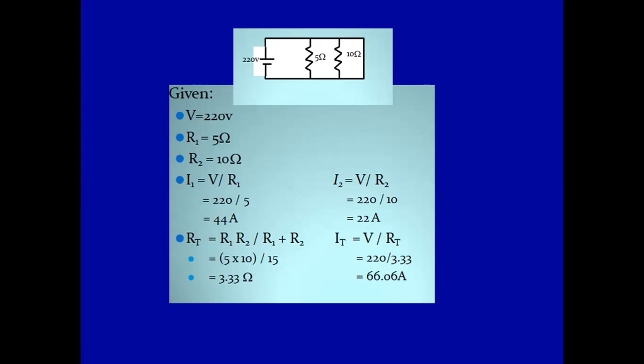If we're going to further simplify that mathematically, this gives us this formula as RT is equal to R1 multiplied with R2 all over the summation of two resistors, as 5 times 10 all over 15, or 3 and 1/3 ohms. For the total current now, IT is equal to V all over RT, or 220 all over 3.33 gives us 66 amperes.